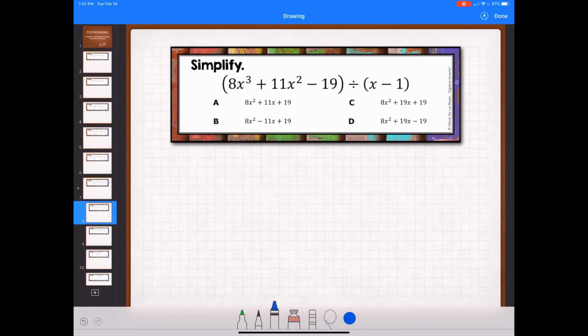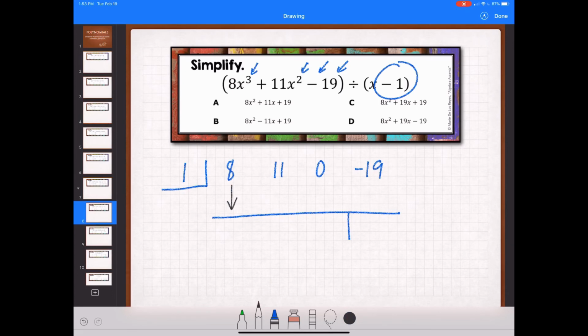So now let's look at this example. This example is a little bit different because if you look at the first polynomial, we are missing a term. We have the x cubed term, the x squared term, we are missing the x term, and then we have the constant. So when we do our synthetic division, we want to make sure we take that into account. So we have an 8 for the x cubed term, 11 for the x squared term. We do not have an x term, so we put 0, and then negative 19 for the constant. Dividing by the opposite, so I have positive 1 here.